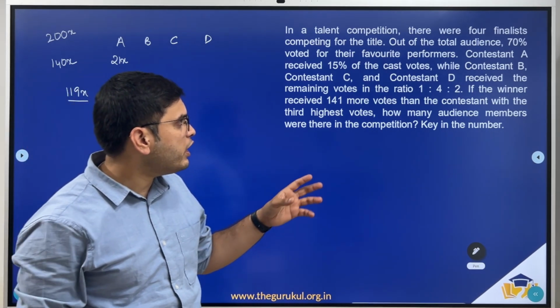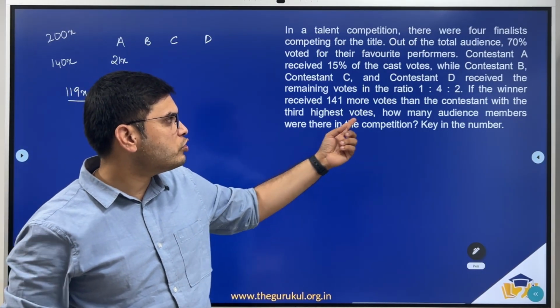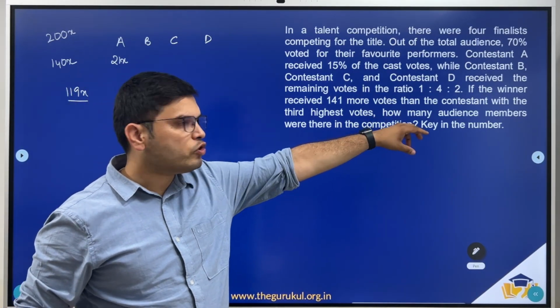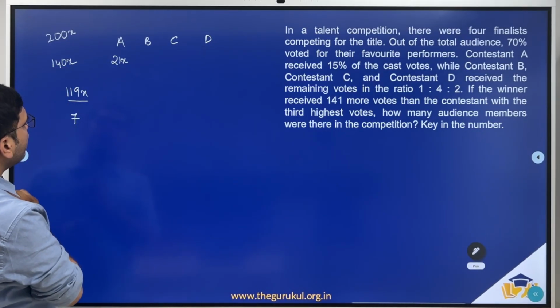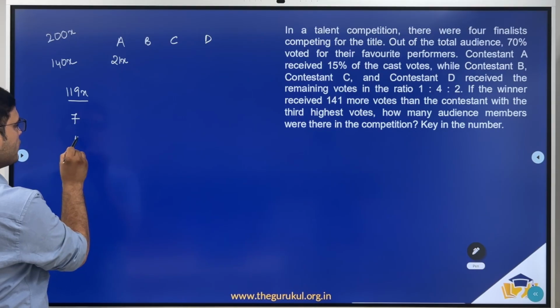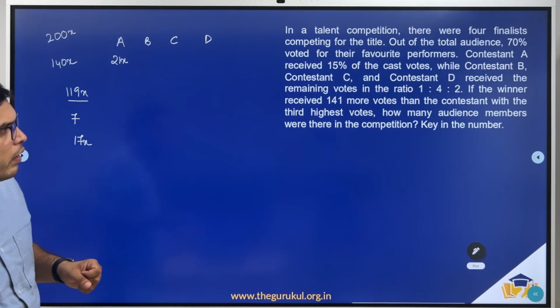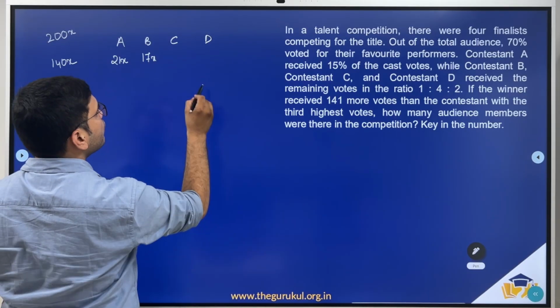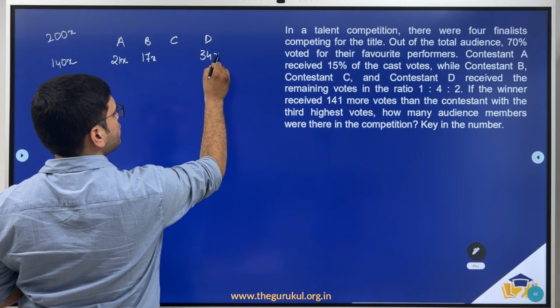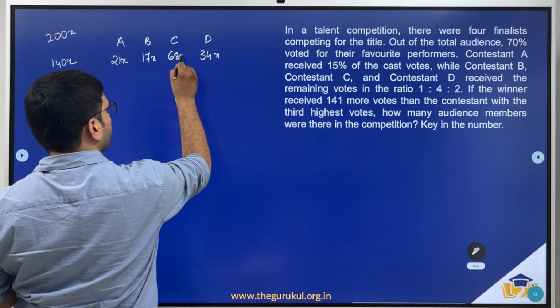And these votes were shared by B, C, and D in the ratio 1:4:2. Now 1:4:2, so in total we have 7 parts. Now if 7 parts is 119x, one part will be 17x, right? So B got 17x votes, D got 34x votes, C got 68x votes.